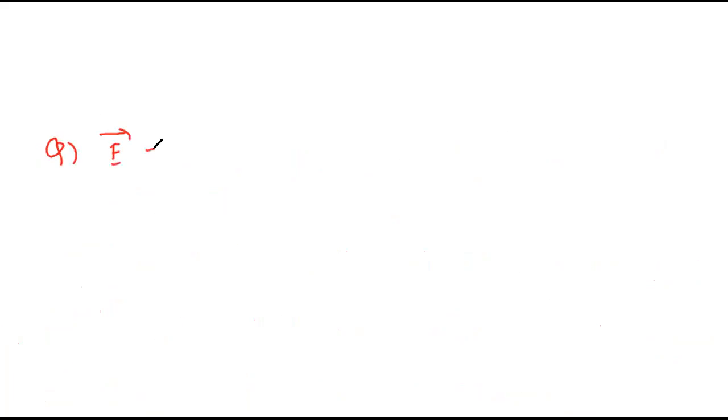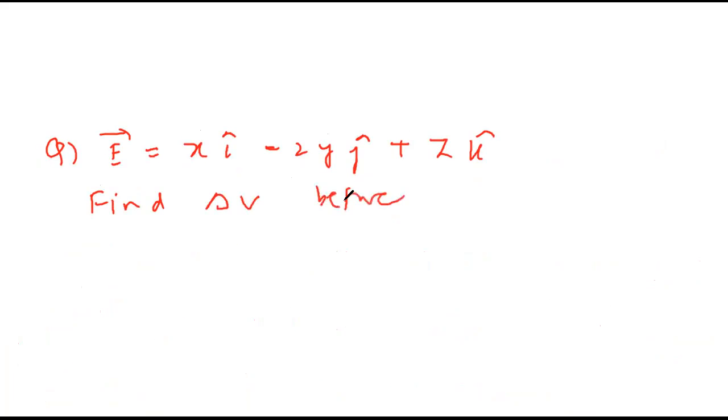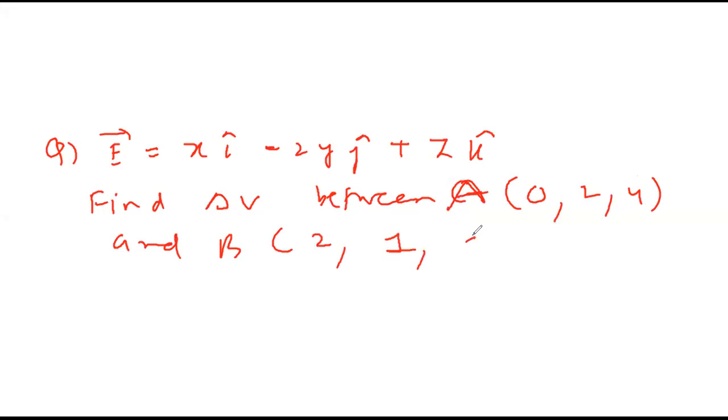E bar equals x i cap minus 2y j cap plus z k cap. Find delta V between A having coordinate 0 2 4 and B having coordinate 2 1 0. See, this is asked the opposite way. This time E is given, V we have to calculate.